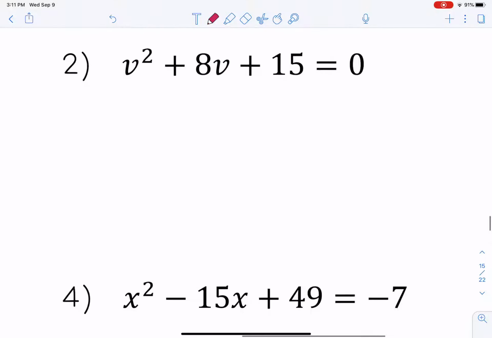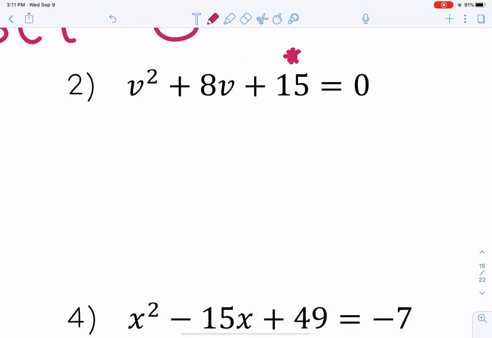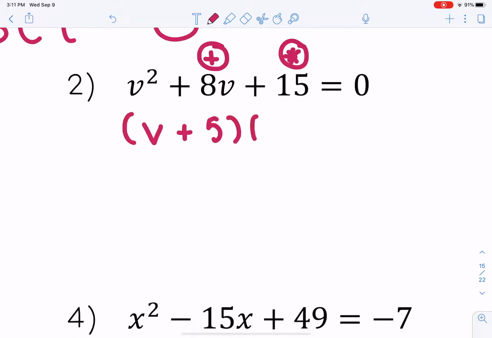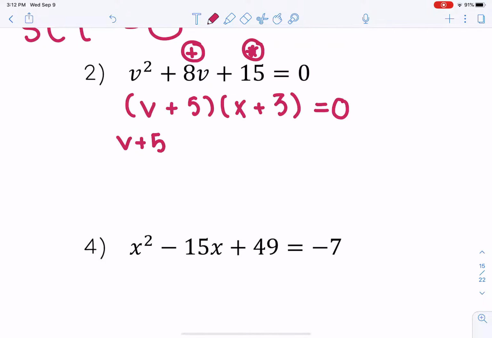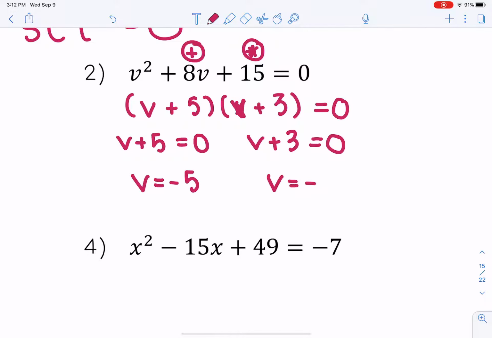Same with this second problem. What multiplies to 15 and adds to 8? 5 and 3 would work. And it's set equal to 0. So now I can set both of them equal to 0. Just pretend that was a v. So v is equal to negative 5 or v is equal to negative 3.